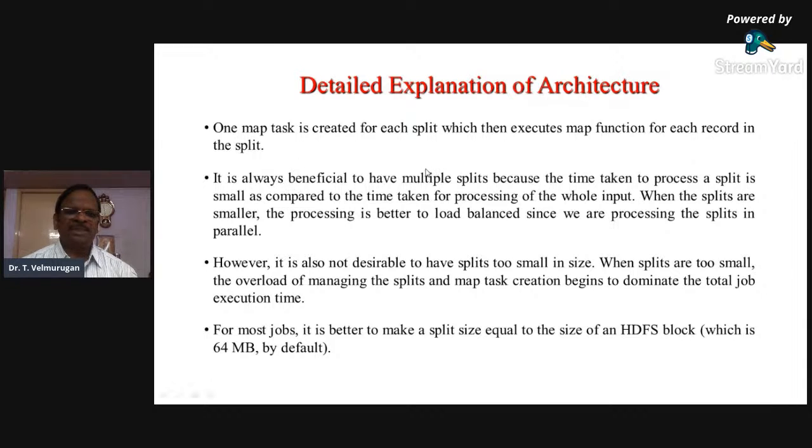One map task is created for each split, which executes the map function for each record in the split. It is always beneficial to have multiple splits, because the time taken to process a split is small compared to the time taken for processing the whole input.